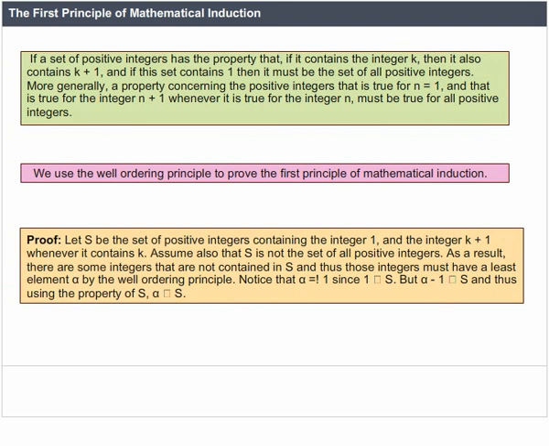Proof. Let S be the set of positive integers containing the integer 1 and the integer k+1 whenever it contains k. Assume also that S is not the set of all positive integers. As a result, there are some integers that are not contained in S, and thus those integers must have a least element alpha by the well-ordering principle. Notice that alpha is not equal to 1 since 1 belongs to S, but alpha minus 1 belongs to S, and thus using the property of S, alpha belongs to S.